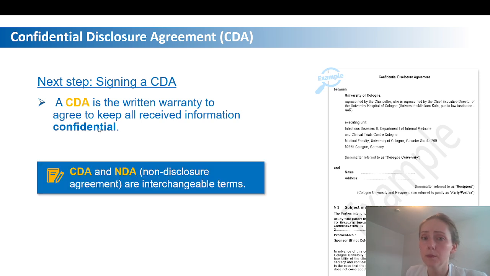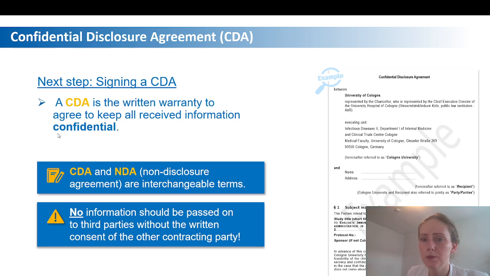Given the trial site is interested and has sufficient capacity to conduct the trial, the next step would usually be to sign a confidential disclosure agreement, in short CDA, sometimes also called non-disclosure agreement or NDA, which warrants that all received information on the trial will be kept confidential. It means that absolutely no information may be passed on to third parties without the written consent of the other contracting party. In the example, you can see the first page of such a CDA.